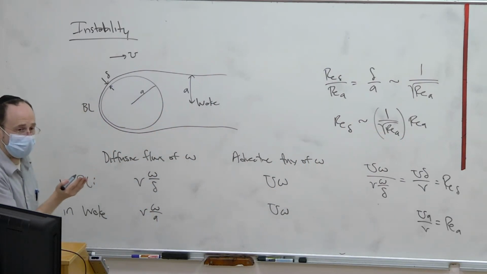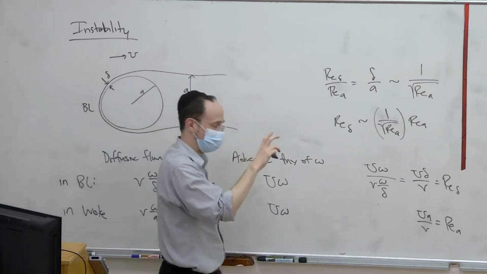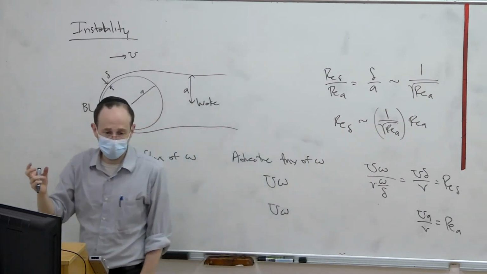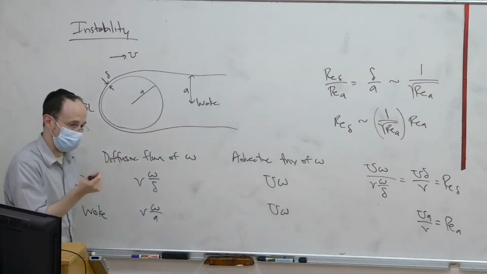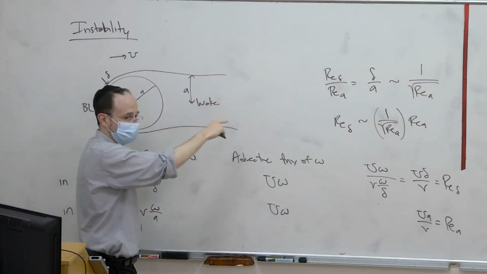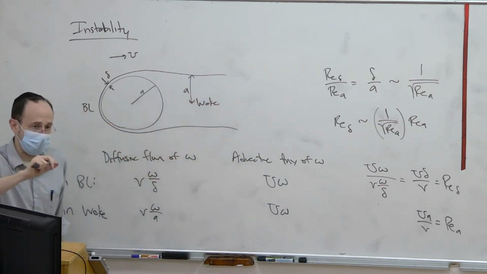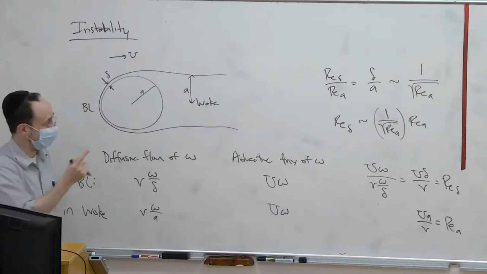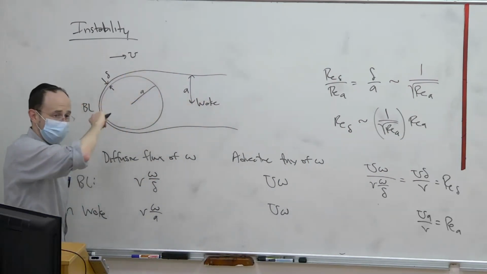And in fact, this is what you see. If you take a look at imagery of the flow over a cylinder, you're going to notice, as you increase the flow velocity and therefore increase the Reynolds number, that the wake is going to start looking sort of random and chaotic and turbulent long before the boundary layer itself.